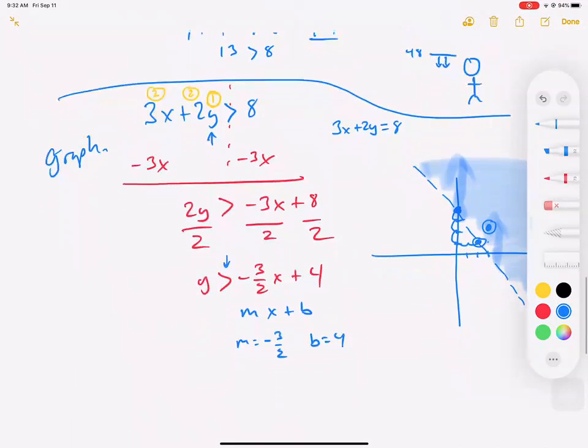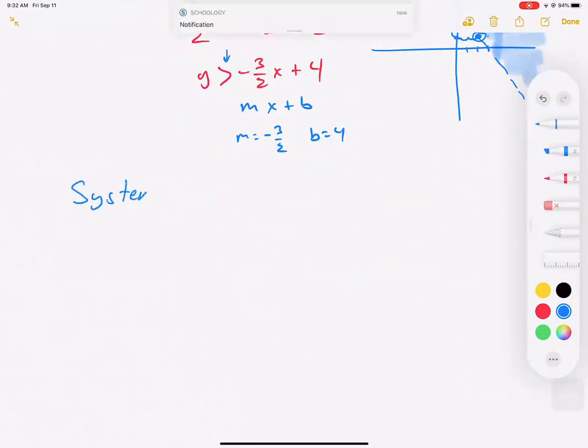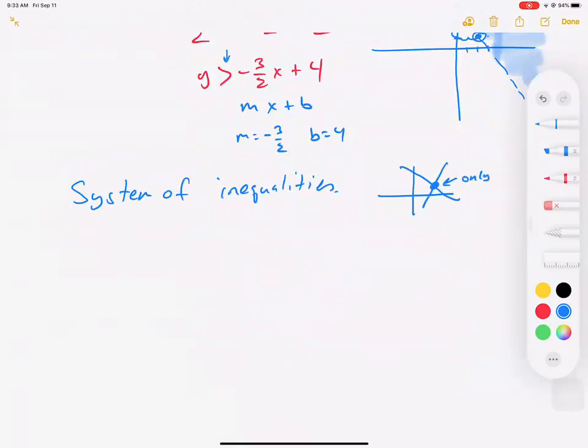So we're going to do one more skill, and that's graphing 2 equations at the same time. So now we're going to look at a system of inequalities. In a system of inequalities, we're just graphing 2 separate graphs on the same graph, very similar to what we did before. But before, when we graphed a system of equations, you were asked to tell me where they met, and that was the only answer.